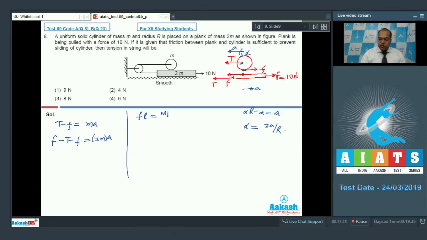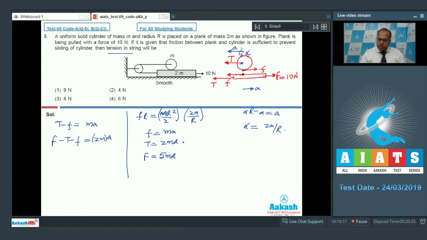Since it is a solid cylinder, I can be written as mr square by 2, and the value of alpha can be written as 2a by r. So on solving this, the value of F comes out to be m into a. So this is small m. If the value of F comes out to be ma, the value of T comes out to be 2ma from this equation, and the value of F comes out to be 5m into a.